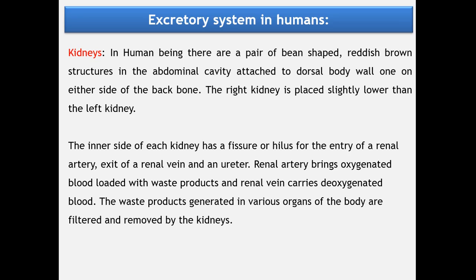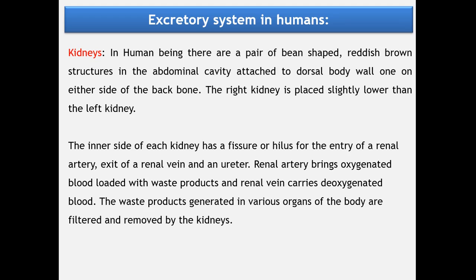In human beings, there is a pair of bean-shaped kidneys, and the color is reddish brown. They are located in the abdominal cavity, attached to the dorsal body wall, on either side of the backbone, and the right kidney is slightly lower than the left kidney. That is because of the liver, which is the largest gland in the body.